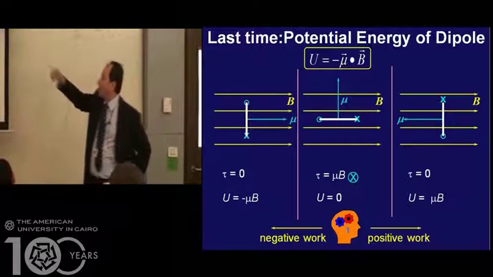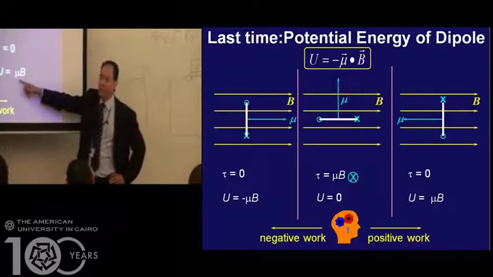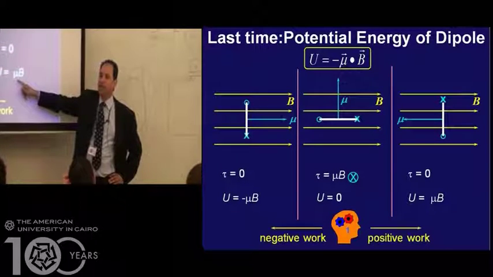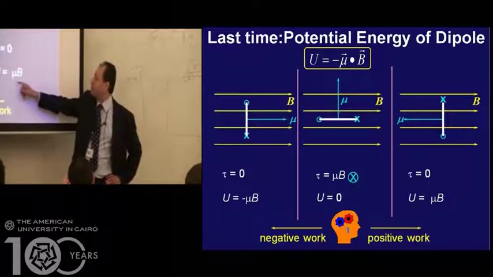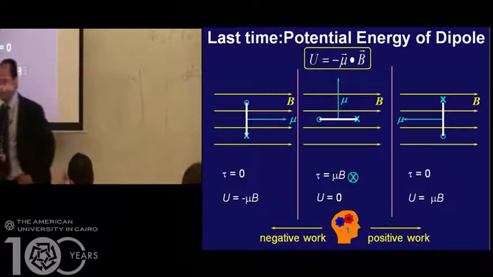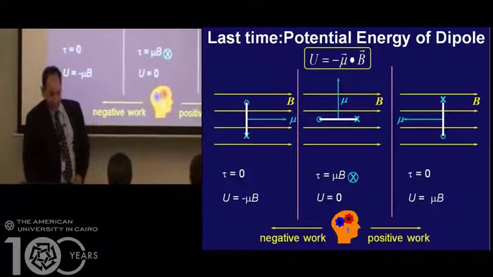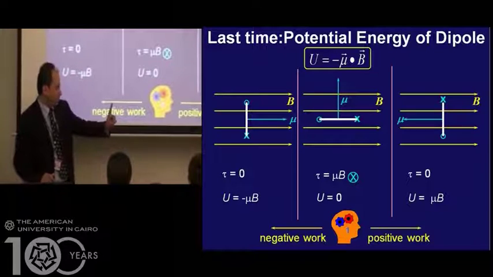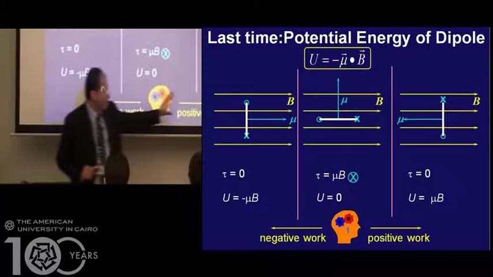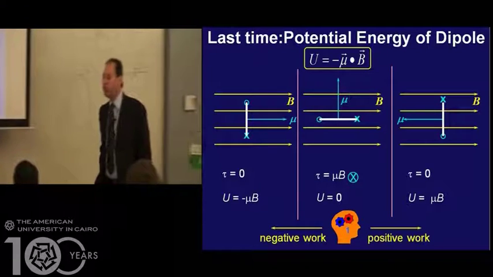So if the angle now is 180, you still get 0 torque. But what will be the cosine of 180? It's -1. That's why you see that negative sign in the law of the magnetic dipole. The magnetic energy has been cancelled, so you get positive work in here. Let me finish. Look at those 3 situations. Which one has the minimum potential energy?